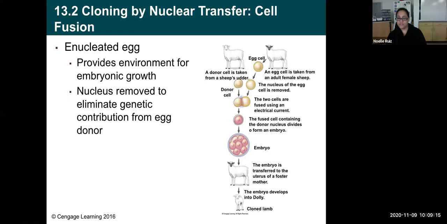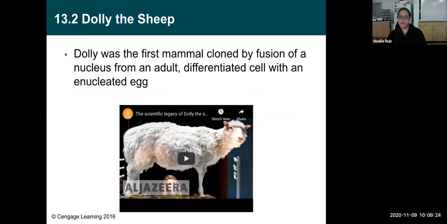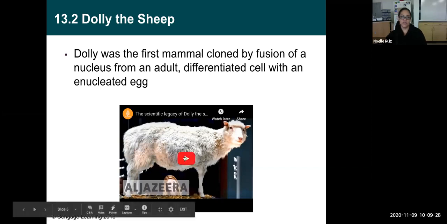The embryo developed into Dolly, which was the first cloned mammal ever. That happened in 1997, I think. So Dolly was the first mammal cloned by fusion of a nucleus from an adult, a differentiated cell, with an enucleated egg. This is a little blurb on Dolly.